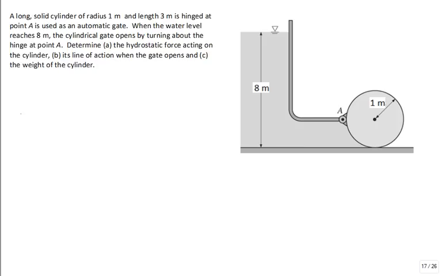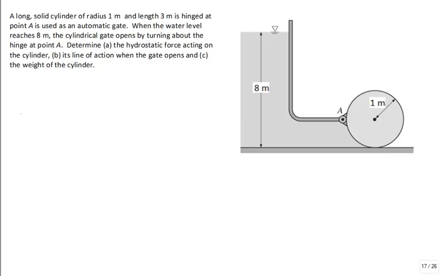It's a long problem. It's a tough problem, but let's jump into it. Maybe I can solve it in the time period. We have a long solid cylinder of radius 1 meter. So there's the radius, and its length is 3 meters. I'm not showing 3 meters in the illustration, but that's the length of it along the axis of the cylinder. It's hinged at point A.